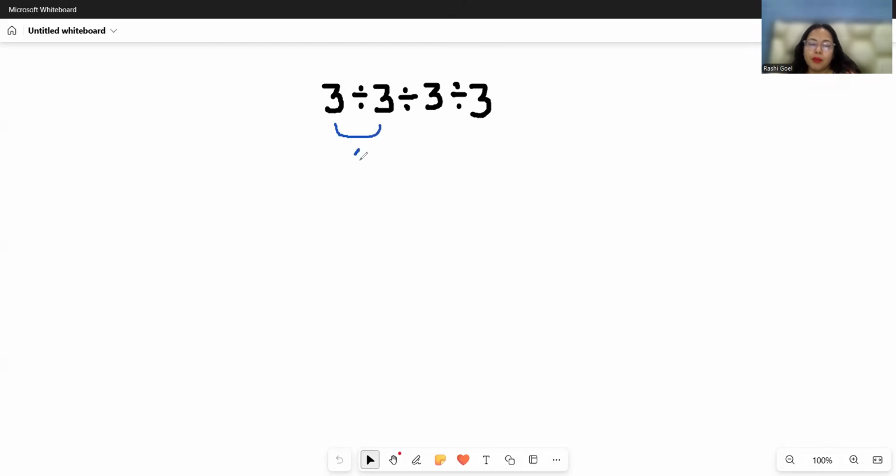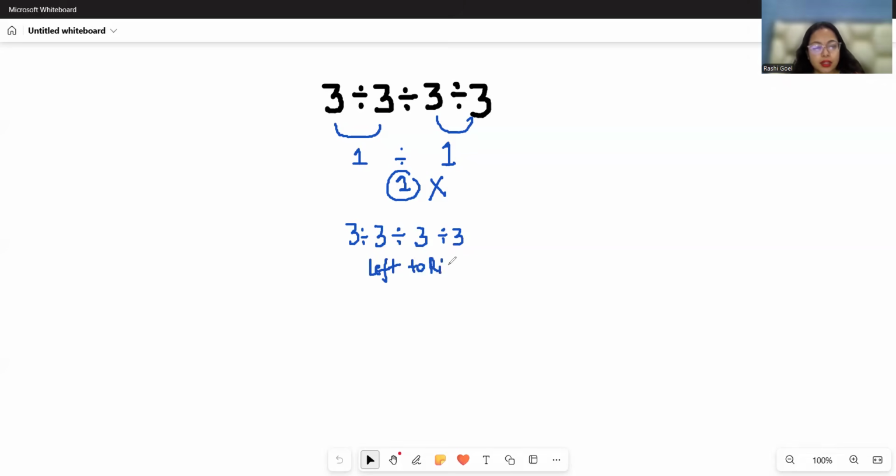3 divided by 3, people write 1, 3 divided by 3, 1, and 1 divided by 1. It seems right, but it is not. Yes, you heard it right. When the same operation is repeating itself, then always take the right approach, and the right approach is that always solve from left to right. Yes. So it's 3 divided by 3, then divided by 3, divided by 3.